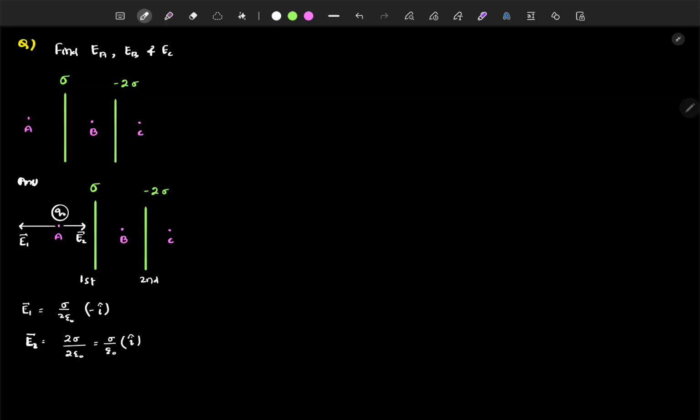Yes. So now see, E1 and E2, so how do we get the net intensity? The net intensity E net vector is E1 vector plus E2 vector. So E net is equal to sigma by 2 epsilon naught minus i cap plus sigma by epsilon naught plus i cap.